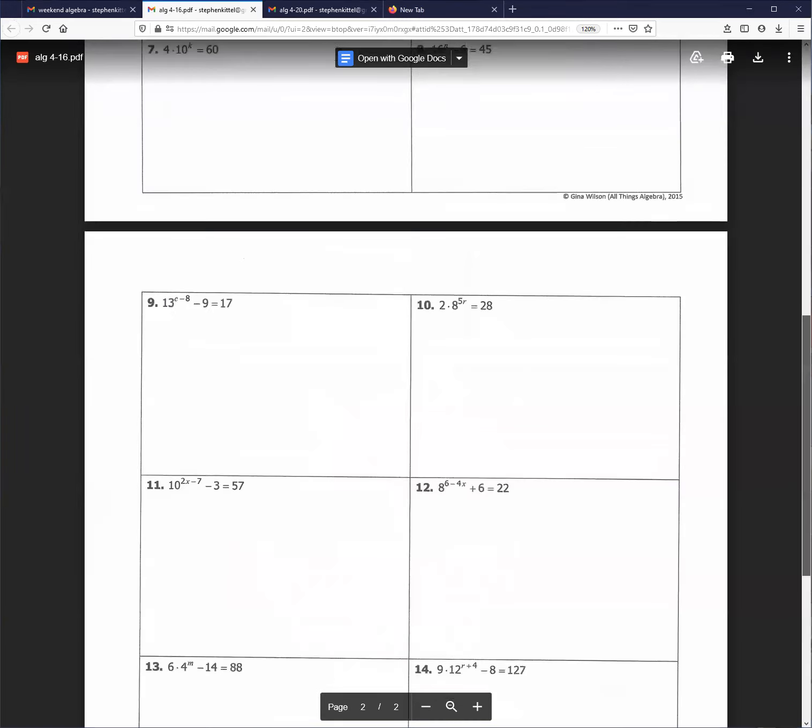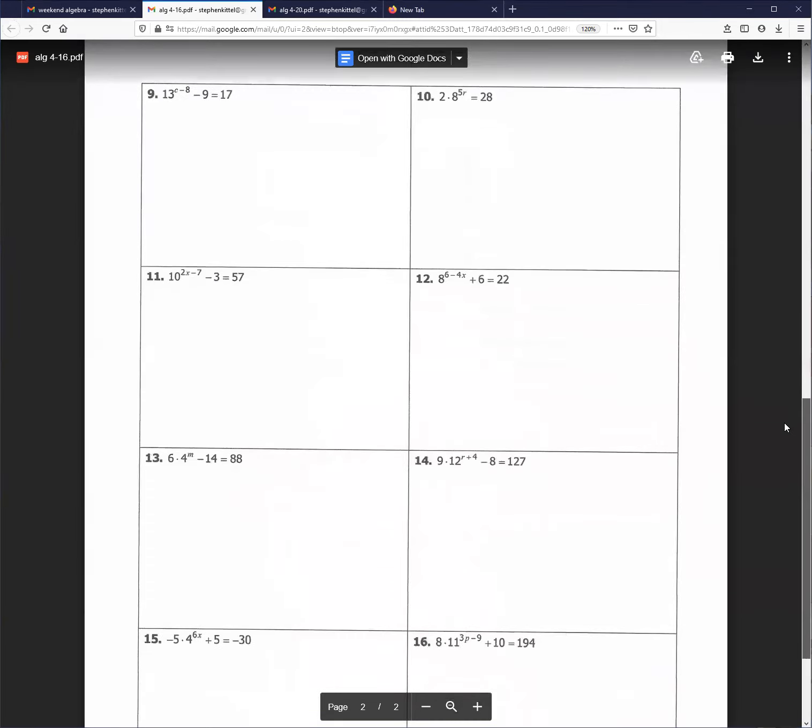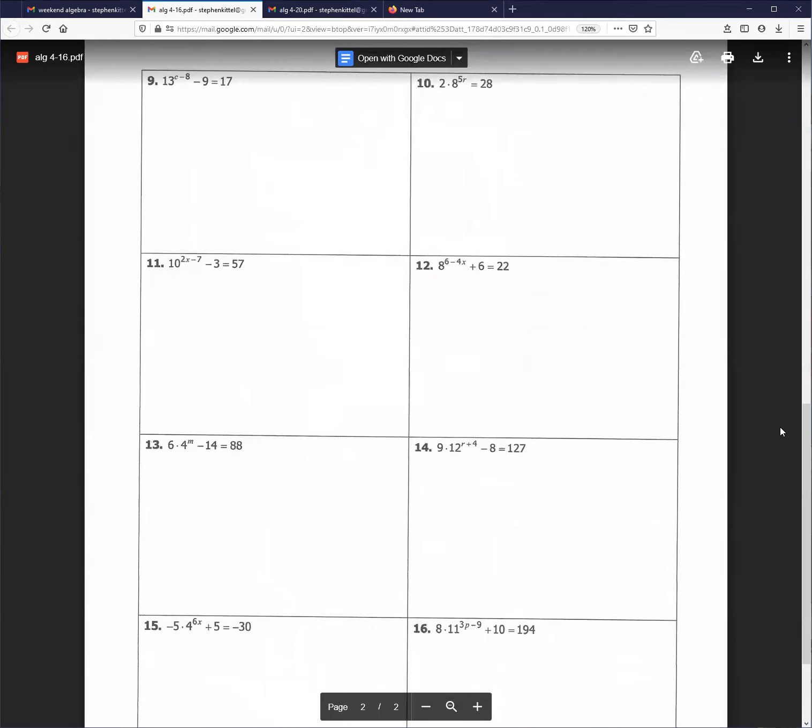Now let's scroll down and notice that we've got a whole bunch more where the steps are going to be a little more complicated. Now I'm going to go through these a little faster. So I'm going to basically not do every last step, but I am going to give you the most important parts, which is we're going to get rid of the 9 first because it's the thing that is farthest away. So we add 9 to both sides.